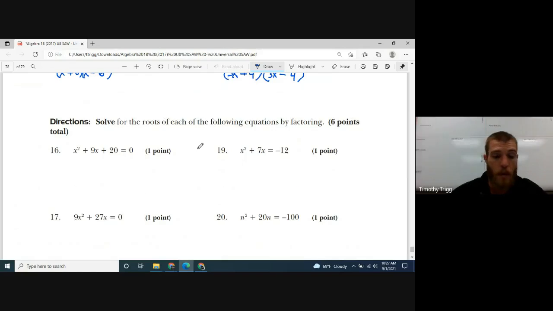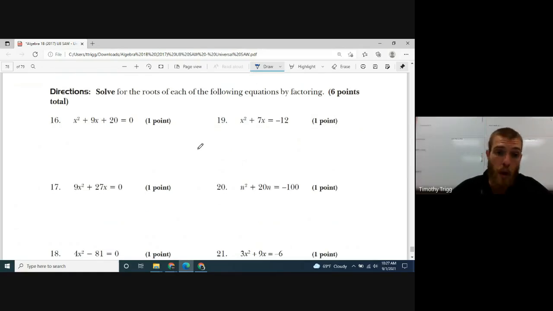These ones here, we're going to do some factoring as well to find the roots. So solve for the roots from each of the following equations by factoring. So we want to factor these, and the root is just basically what causes the factor to become 0. In other words, a root is an x-intercept. So if you were to graph this one, you'd get a parabola, and the roots are the x-intercepts. So we're looking for the x-intercepts in this case. And we can do that by factoring.